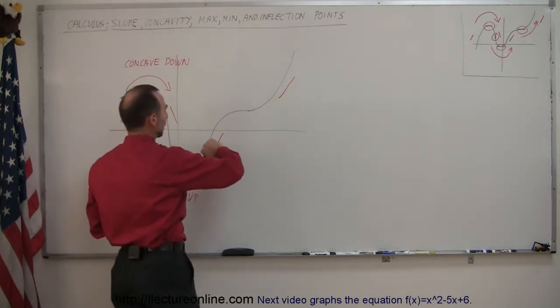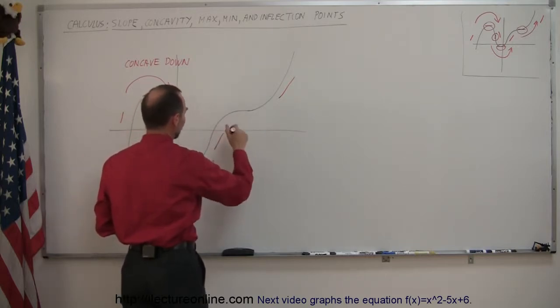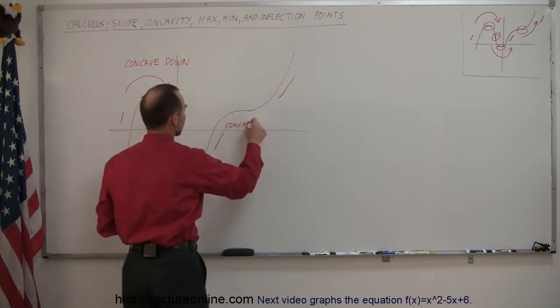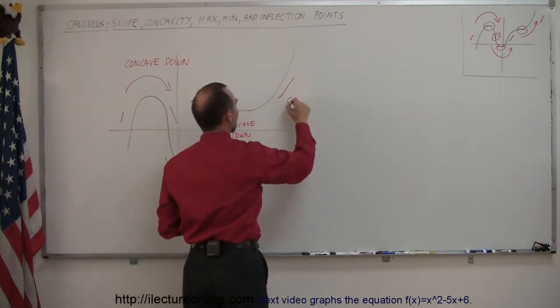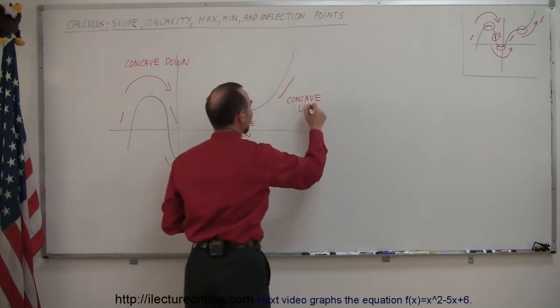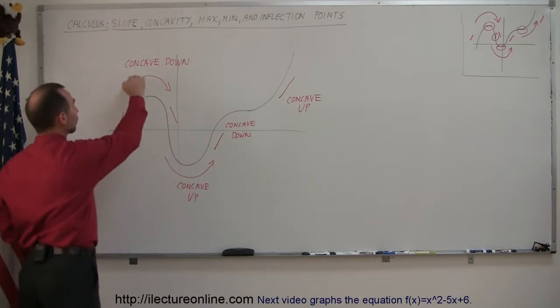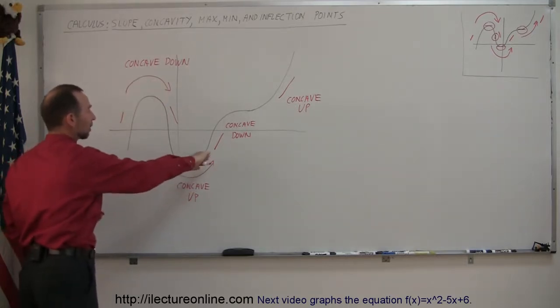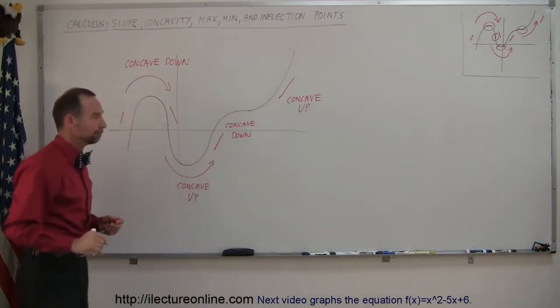And then over here, the slope is changing from there to there. So we could say that this is concave down. And then over here, we consider that this back is concave up. So the concavity of a curve simply explains how the slope is changing. Is it becoming smaller, concave down? Is it becoming bigger, concave up? Smaller, concave down, bigger, concave up.